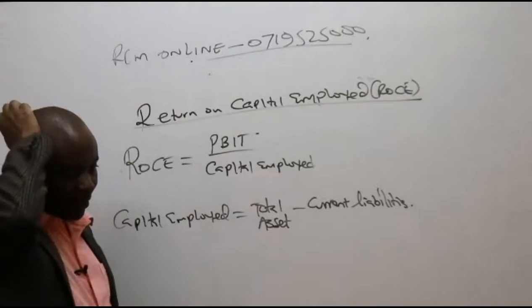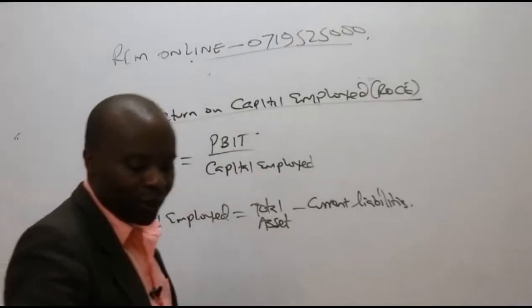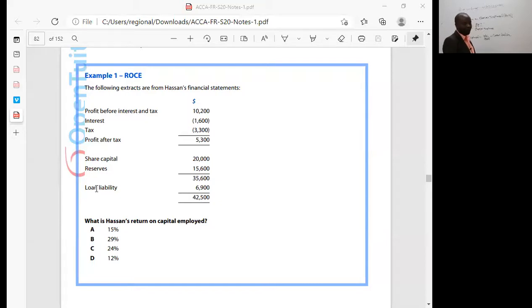Total assets minus the current liabilities. So if you look at the question that we have here, it will be quite hard for you to get the total assets. You can't see total assets there, right? Also, you are not able to see your current liability.